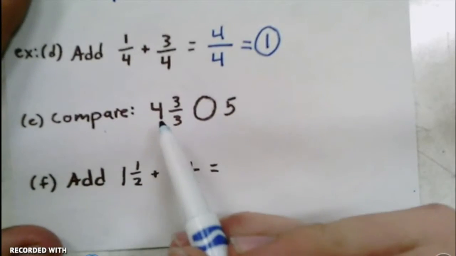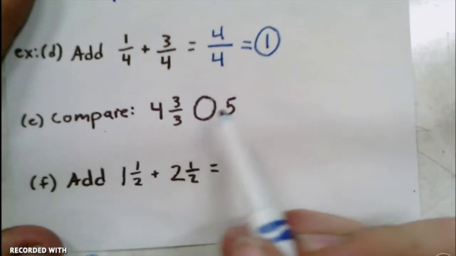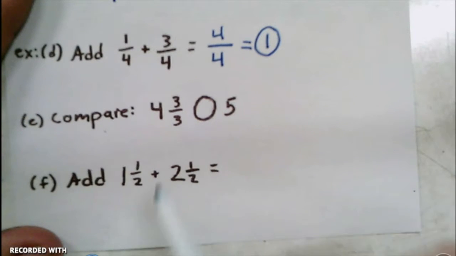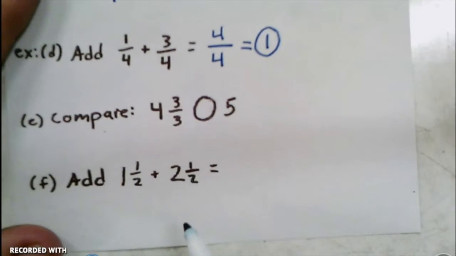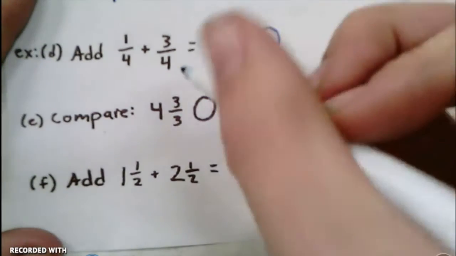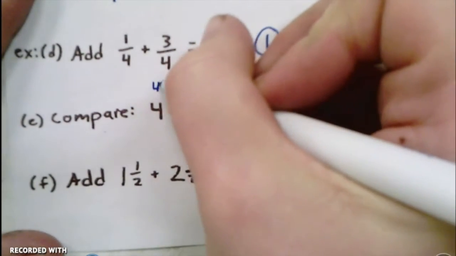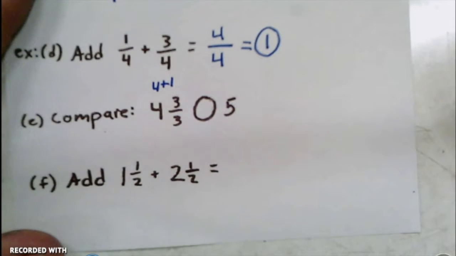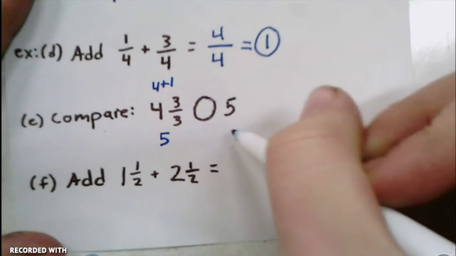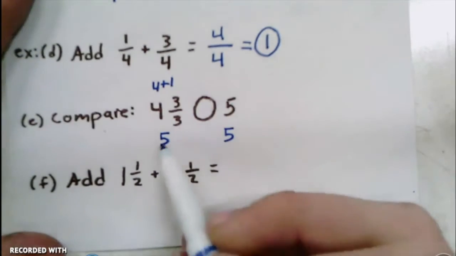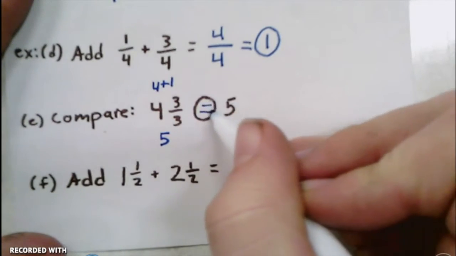Here it wants us to compare 4 3/3 and 5. Well, 3/3 is going to simplify to 1. So this becomes 4 plus 1, and 4 plus 1 simplifies to 5. So 5 and 5, they are equal.